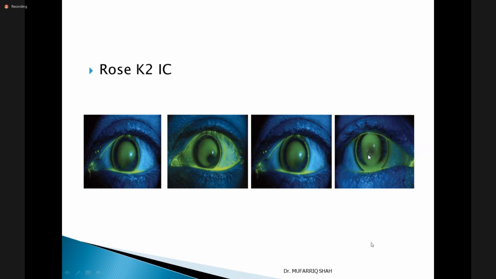And the fourth one, the right side one, the lens is decentered, and there is more pooling at 6 o'clock. So now here you see at 6 o'clock, and it is about, if you see the greater, it is about from 5 to 7 o'clock.